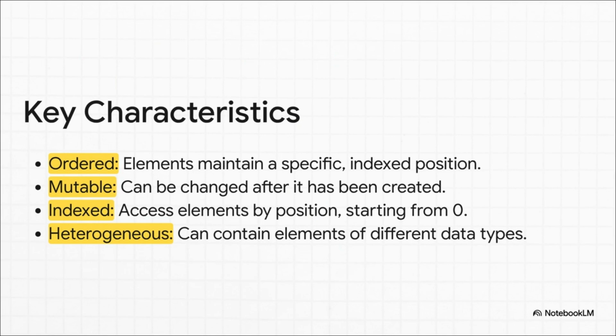Let's just unpack that really quick. Ordered is simple. It just means things stay in the exact order you put them in. The first item is always the first item. Indexed is how we get to them. We use their positions starting from 0, of course. Heterogeneous is just a fancy way of saying you can mix and match. You can throw integers, strings, whatever you want into the same list. But mutable, that is the real game changer. It means you can change the list after you've made it. That flexibility is what separates it from something like a string and what makes it so useful.